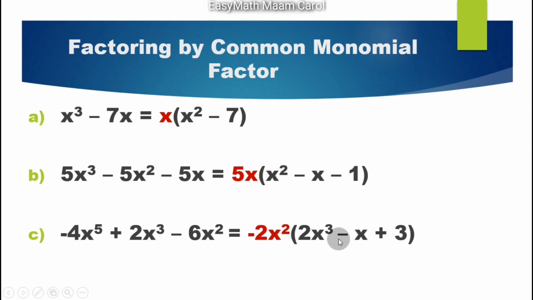You are left with negative x on the middle term. And then lastly, negative divided by negative is positive. So that's why it's plus here. And then 6 divided by 2 is 3. And then x squared divided by x squared, the x is cancelled out. That's why the only thing left on the third term is 3. So the factored form of this expression is negative 2x squared times the quantity x cubed minus x plus 3.